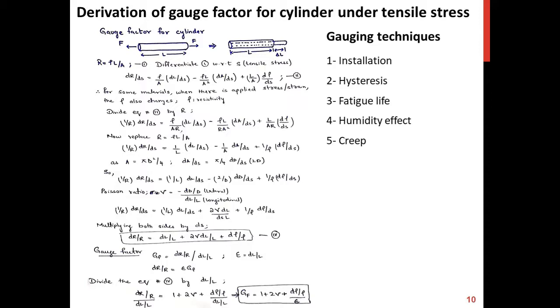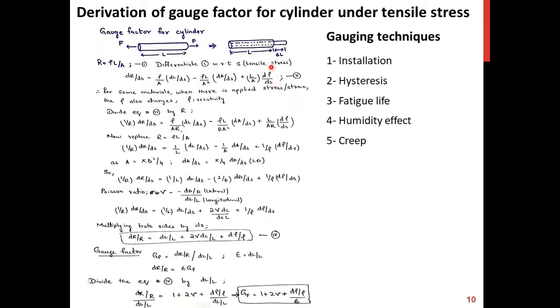Here we have the cylinder that is acted on by two opposing forces, having the initial length L, and then we have this differential length and the change in the diameter. As we already know the expression of wire resistance from previous slides, we take the differential of this with respect to the tensile stress, and we end up with this form.